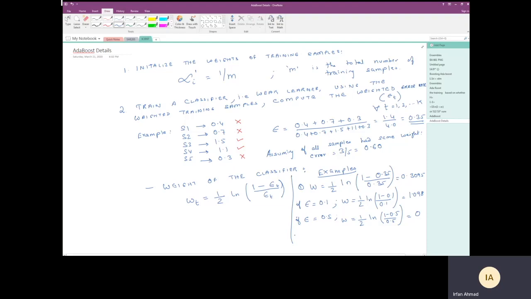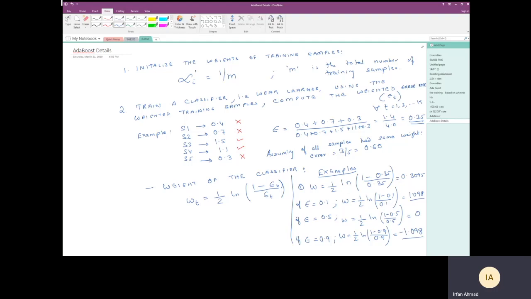Another interesting thing is, what if the weighted error rate of the classifier is 0.9? What would be the weight in this case? If you plug in, you get half natural log of (1 minus 0.9) over 0.9, which is exactly minus 1.098. This is interesting: if the error rate was 0.1, we get 1.098 as the weight of the classifier, whereas if the error rate is very high, we still get a high weight, of course a negative high weight.